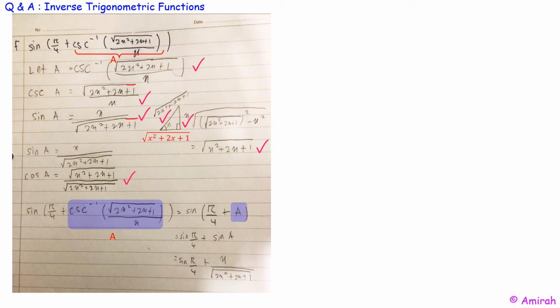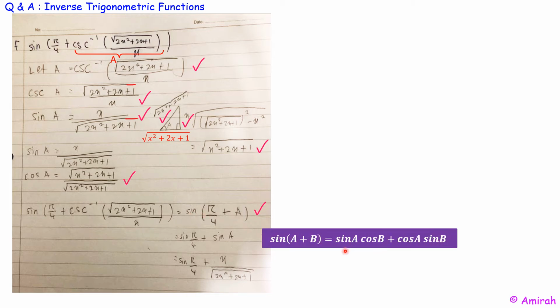Right? So yang ni betul. Okay. And then sampai sini we have sin of pi over 4 plus A. Okay. From here, we can use this formula. Sin A plus B equals to sin A cos B plus cos A sin B. Okay, this is some angle identity. So yang ni salah ya.